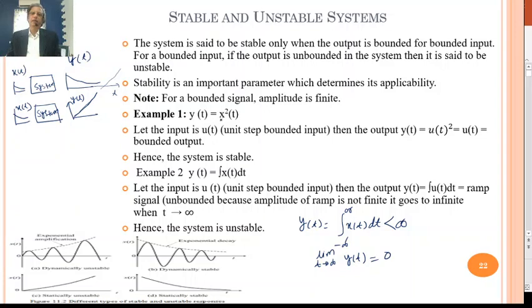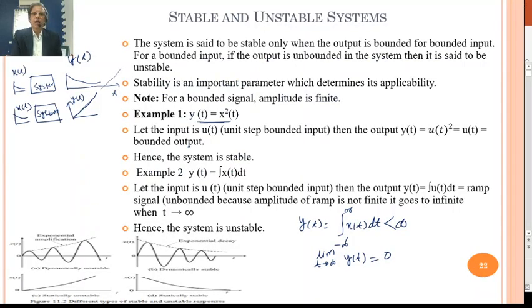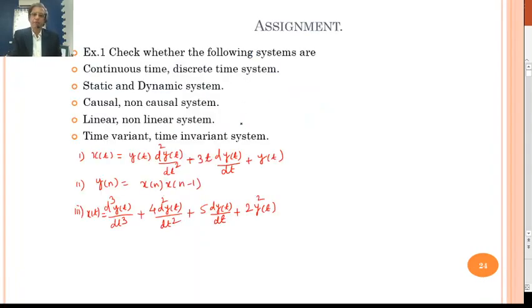Now determine whether this system is stable or unstable. This equation is given, that is y of t equals x squared of t, and this signal is a unit step signal. This one is a unit step signal, means it becomes 1 squared for t greater than or equal to 0. 1 squared is 1, means this is bounded, and this given system is a stable system.